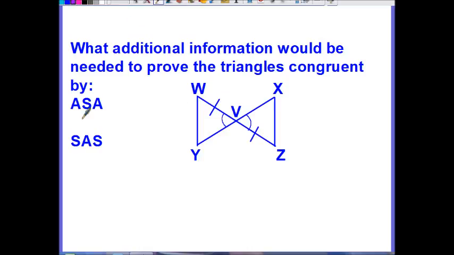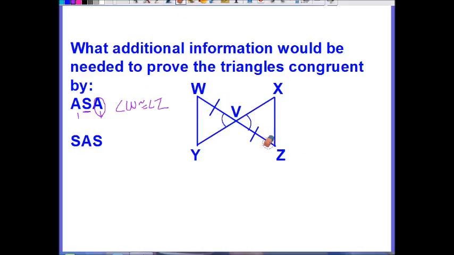For angle, side, angle, we want our side smashed between our two angles. Well, I have my side and I have one angle. I need the other angle that would smash it. The other angle that would smash it would be angle W and angle Z. We would need to know angle W is congruent to angle Z in order to prove my triangles are congruent by angle, side, angle.